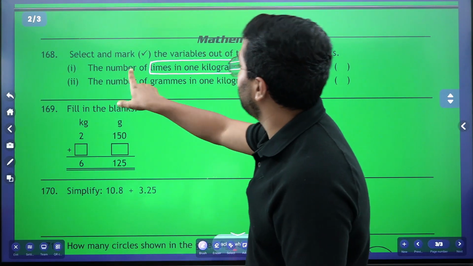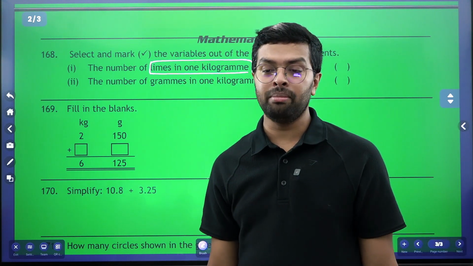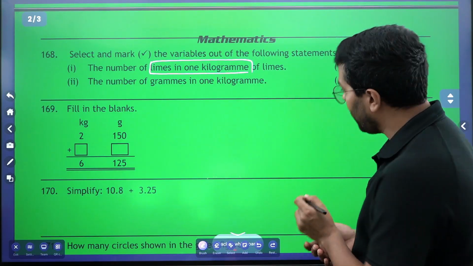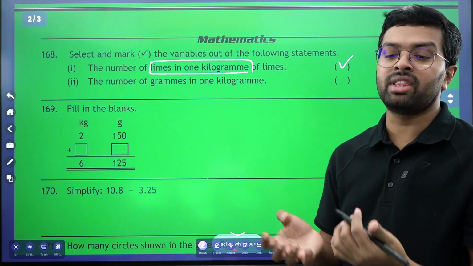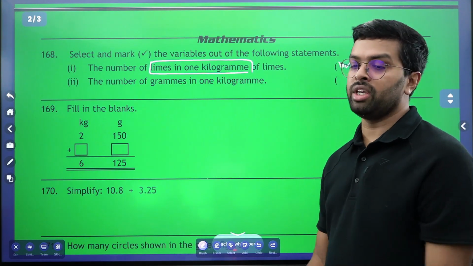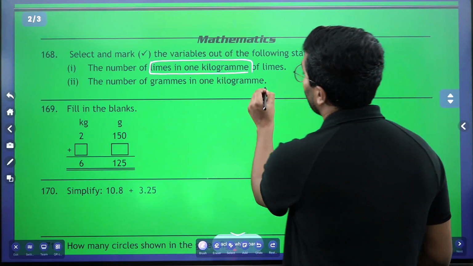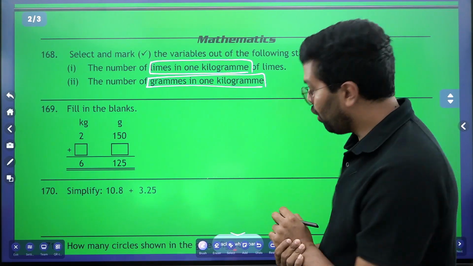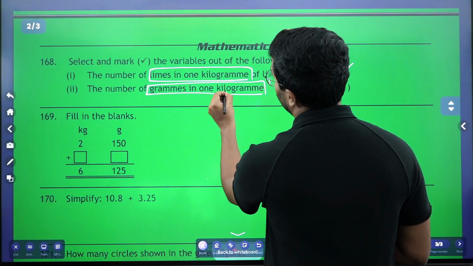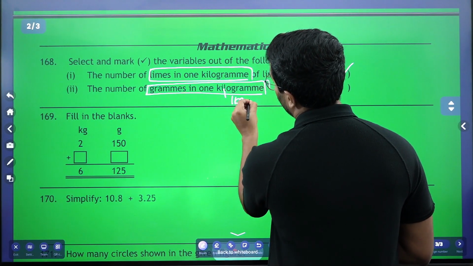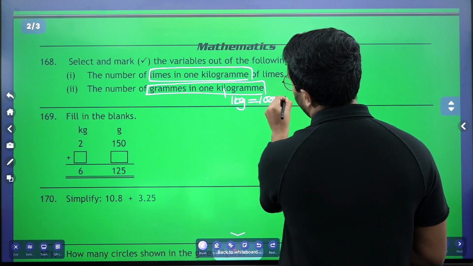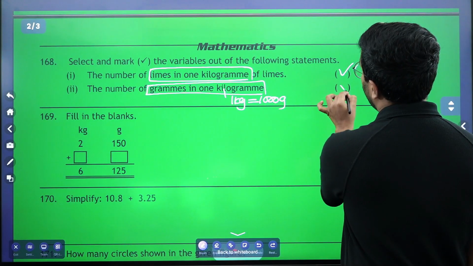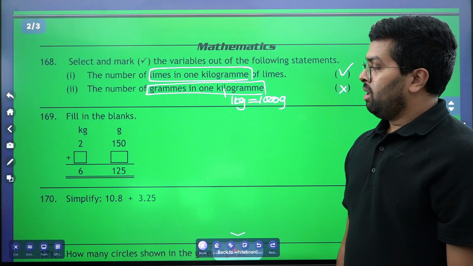Right? So the number of limes in 1 kilogram of limes, what do you think? Is that a constant or a variable? It's a variable, right? It changes with time, it changes with the occasion. The number of grams in 1 kilogram, what do you think? Is it changing along with time? All the time, 1 kilogram is equal to 1000 grams. It doesn't change at all, right? So it's a constant value. So this is not a variable. Let's put a cross. All right.